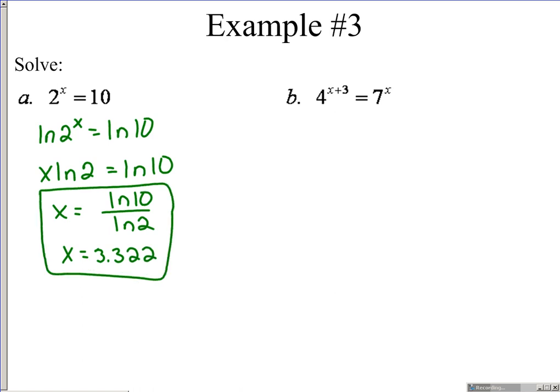Both exact solution and decimal solution need to be given. Letter B. This time we have multiple exponentials, so we isolate one of them. Well, one of them already is isolated. Once they're isolated, we take the natural log of both sides.